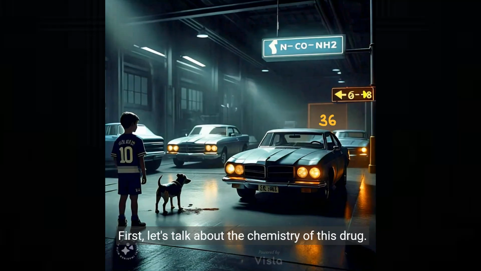First, let's talk about the chemistry of this drug. It is a heterocyclic compound similar to phenytoin and possesses an urido moiety, NCO-NH2. Car on wheels should help you remember its heterocyclic nature, and the digital sign in the image clearly shows the urido moiety. Next, we'll talk about the pharmacokinetics of the drug.